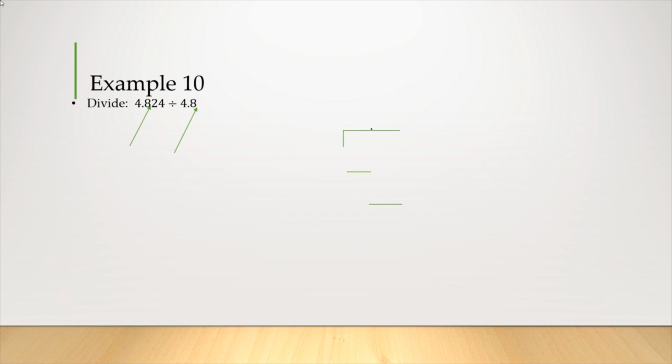So those are the numbers you're going to be using. So 48, that's what you're dividing by. You're dividing by 48, and you're seeing about how many times does that go into 48.24.